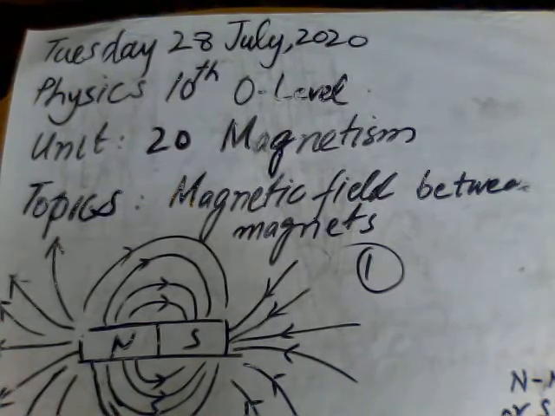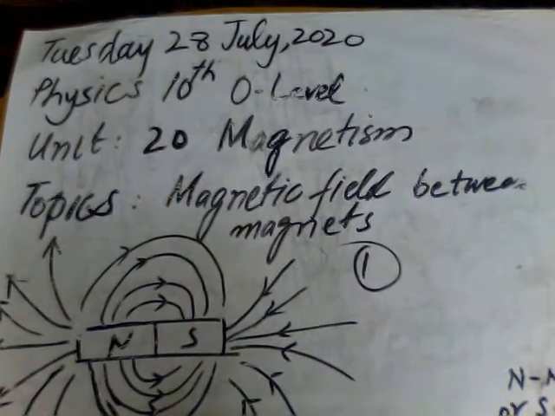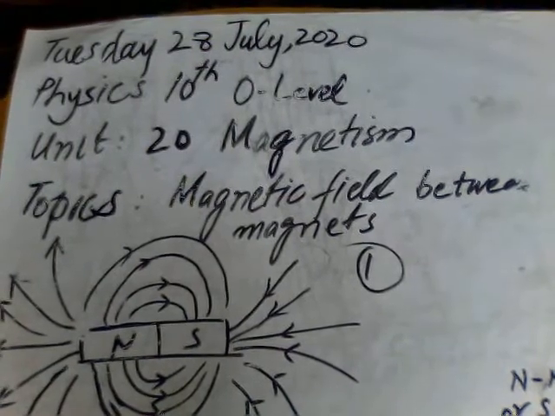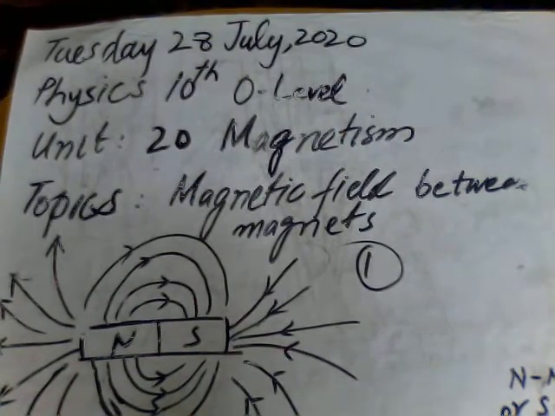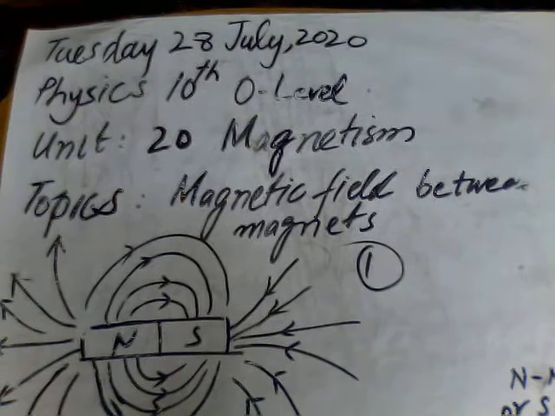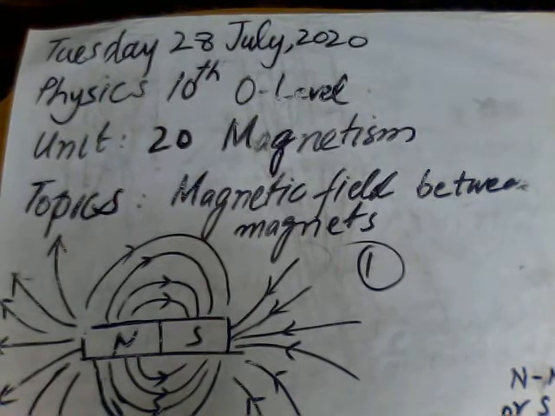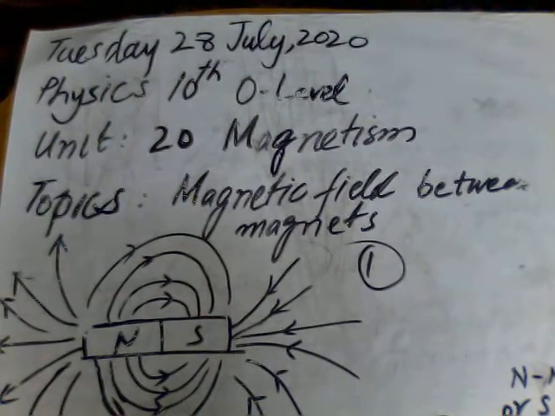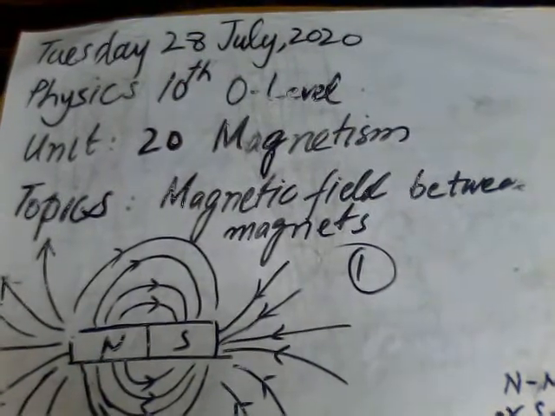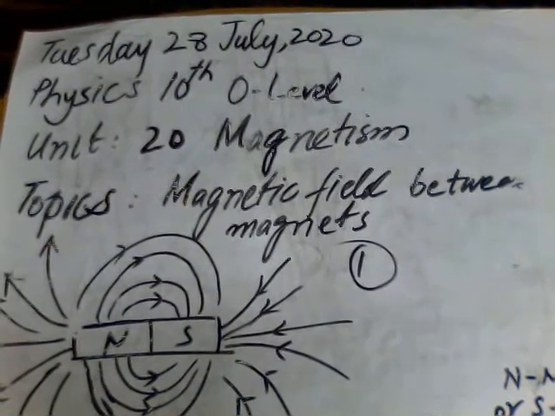We have already started Unit 20, magnetism, and today we are going to learn about the magnetic field between magnets and also magnetic shielding.